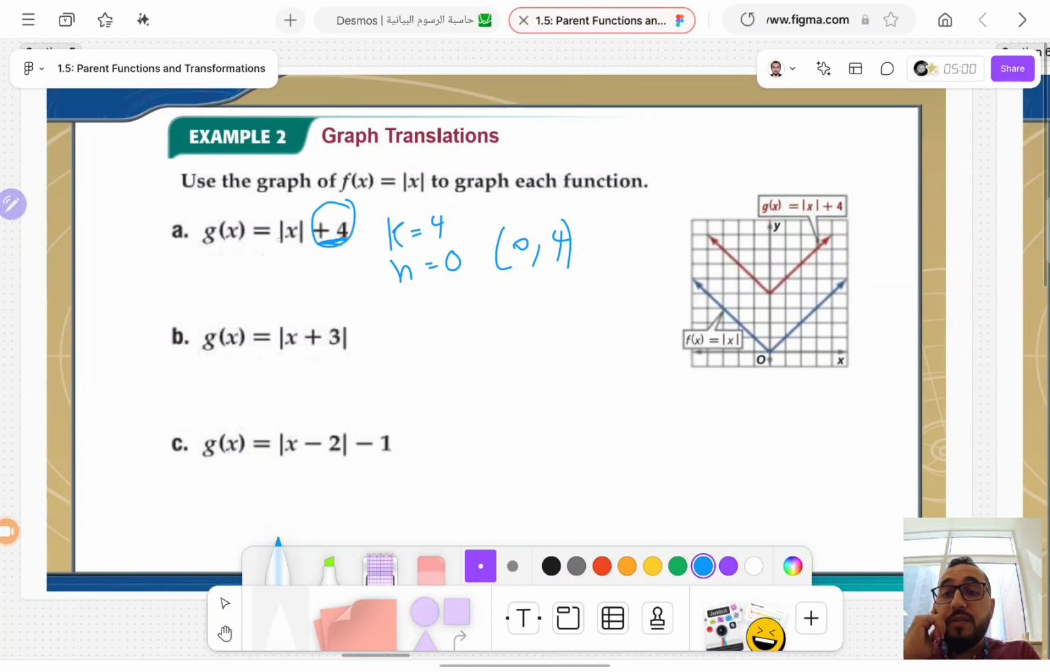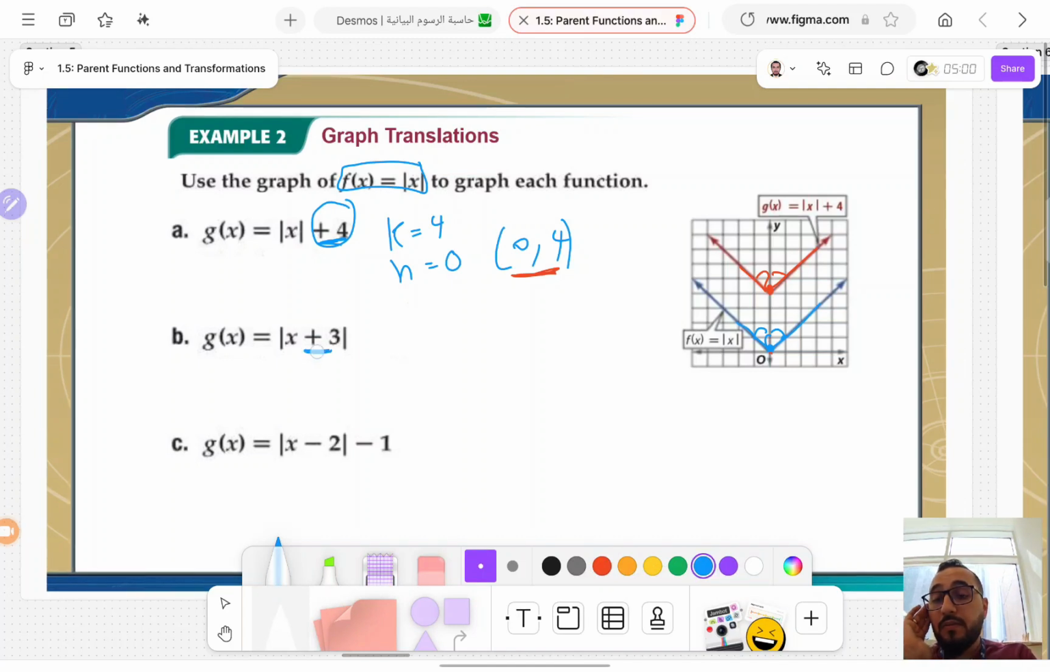Now before you start graphing this, look at the parent function. Do you remember how we graph the parent function, the absolute value? It always starts from 0, 0, one step up, one step right, one step to the left, then we graph the function. But here, the center, h and k, starts from 0, 4, so you have to start from 0, 4. This will be the starting point. Then you have one step up, one step to the right, one step to the left, then you can graph the function.